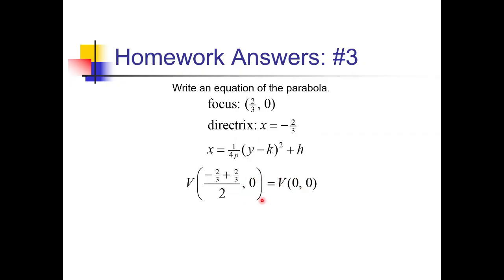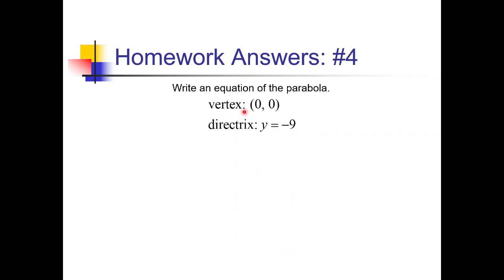Now for the p-value, that's just going to be my focus minus my vertex, so 2/3 minus 0, which gives me 2/3. Plugging that back into our formula, we have x = 1/(4 · 2/3). And the rest of it, since I'm plugging in 0 and 0 for h and k, is just y squared. I can simplify this a little bit. This is really 1 over 8/3. Same change flip, that becomes 3/8. And then we have the y squared still there. So x = 3/8 y².